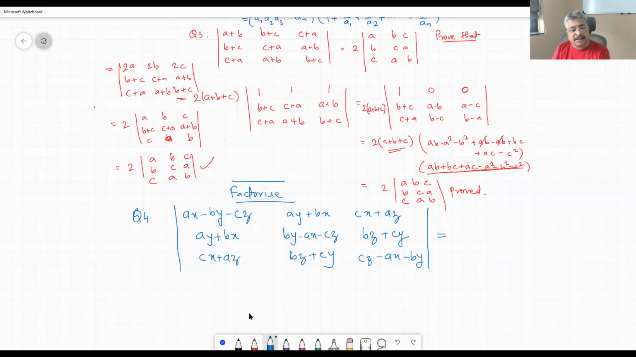Question 4. Factorize this determinant. Correct.